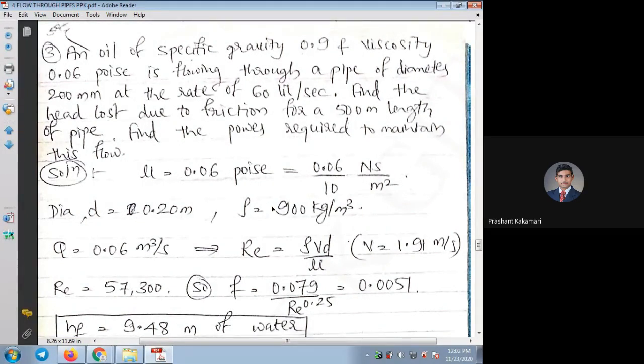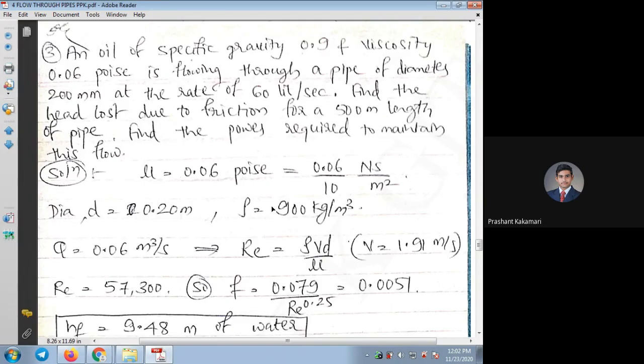Once you observe here, the poise is given. This is nothing but the dynamic viscosity, mu. If the Stokes is given, we have to recall it as kinematic viscosity, nu. Okay, so kinematic viscosity is mu by rho. That is the ratio of dynamic viscosity to the density of the given fluid.